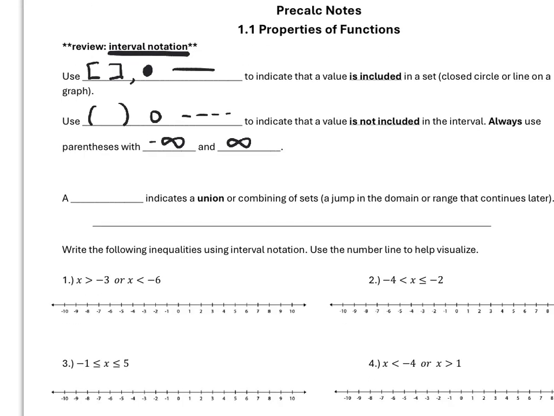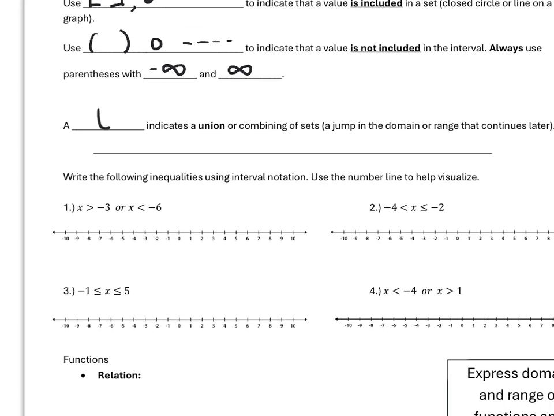Then also a U. You're probably remembering this from the test and the extra credit, which was doing domain and range. There was a U in some of them. It indicates a union of sets, so a jump in the domain or range that continues later. If we're going from negative infinity to 2, and then we have a space in the graph and it starts again at 5 to positive infinity, we put a U in between to indicate that those are all part of the same graph, but there's just a jump in the domain or the range.